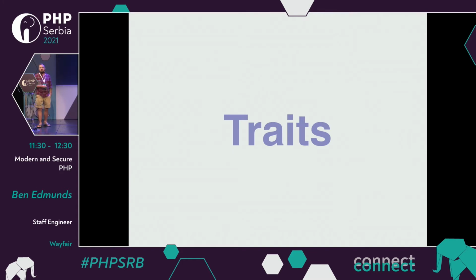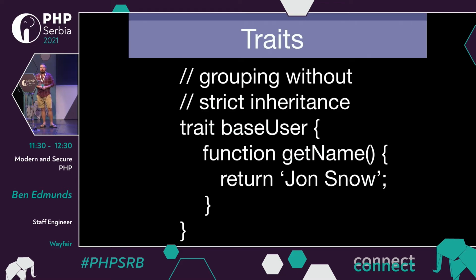Traits were added in 5.4. Surprisingly, I still don't see this used a ton in PHP, and it's one of the cooler features. So it allows you to group things together, but without strict inheritance. So here we have an example. We have our base user, and then that has a method of getName.